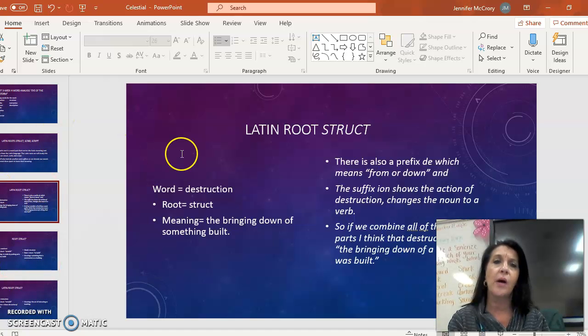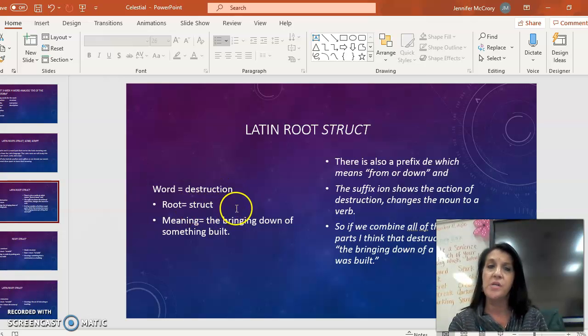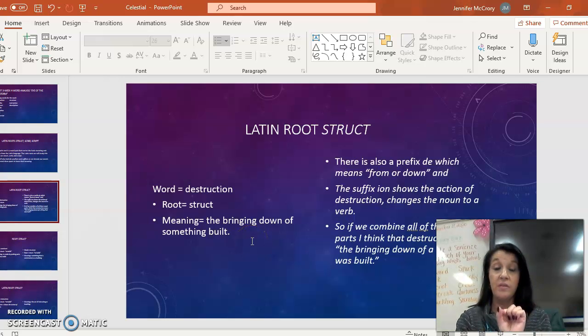All right. So our word for the first one is destruction. Okay. So look for that root in there. That root is struct. Okay. Remember we said that was our root. And the meaning of struct, okay, to learn this meaning, keep it in our file folder up here in our brain, is the bringing down of something that is built.